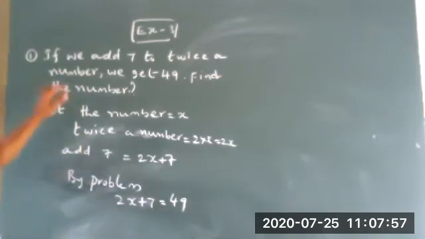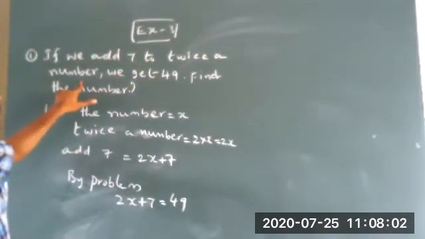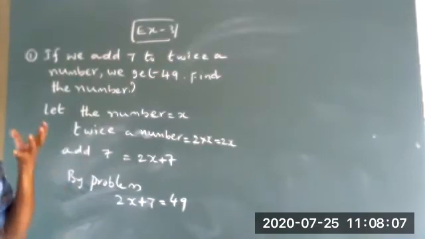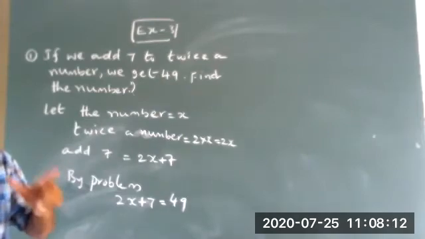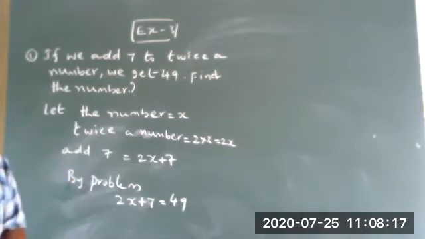Once again children, what is the given word problem? If we add 7 to twice a number, we get 49. Find the number. So let the given number be x. Twice means 2 times of x, that means 2x. How much is added to 2x? 7. That means 2x plus 7. We get 49. So now we have to write by problem: 2x plus 7 equal to 49. This is the simple equation.